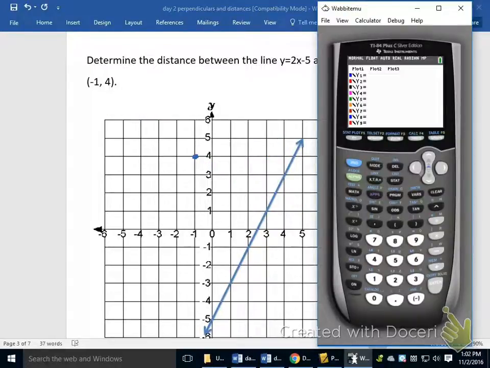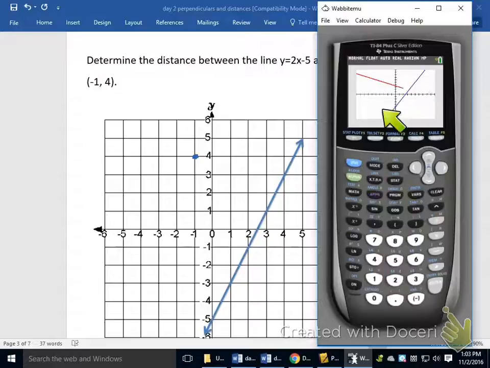Alright, you can see I've already gone to y equals. I'm going to throw in the 2x minus 5. And I'm going to throw in the new equation that I came up with, the negative 1/2 x plus 3.5, and I'll see where those two lines intersect. To do that, I'm going to first of all go to Zoom Standard, and I will see the intersection occur right in here somewhere.